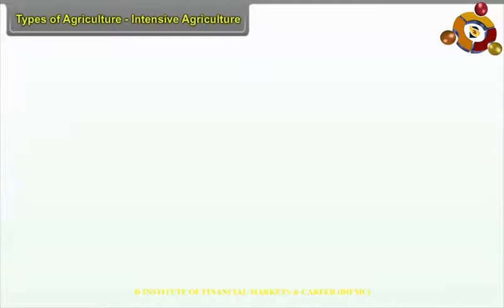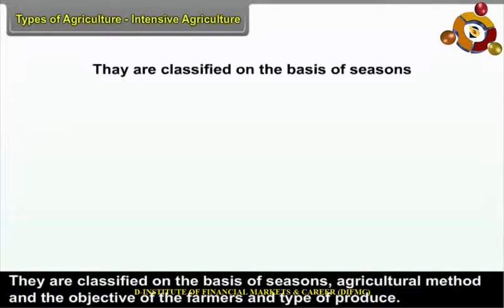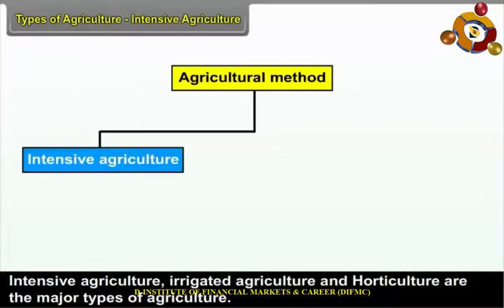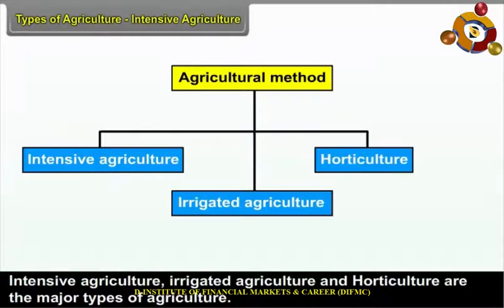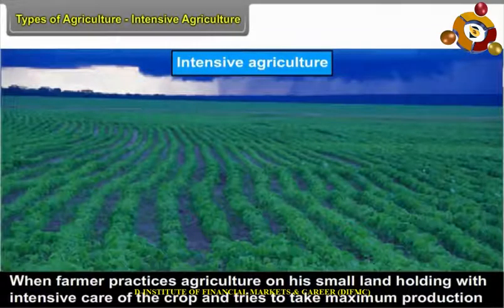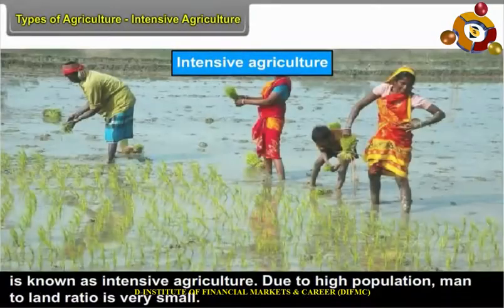Types of agriculture. There are different types of agriculture. They are classified on the basis of seasons, agricultural method, the objective of the farmers and type of produce. Intensive agriculture, irrigated agriculture, and horticulture are the major types of agriculture. Intensive agriculture. When a farmer practices agriculture on his small land holding with intensive care of the crop and tries to take maximum production, it is known as intensive agriculture.